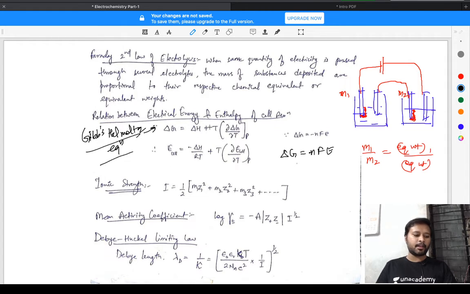You can substitute it over here, and when you do, the equation changes to this. That is, E of the cell is equal to minus delta H upon nF plus T del E of the cell by del T at constant P.